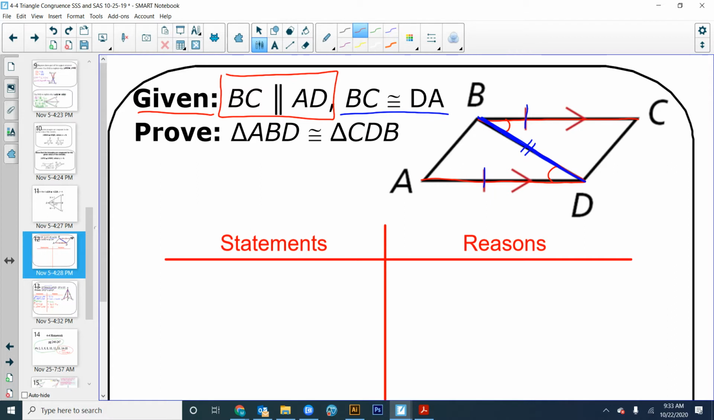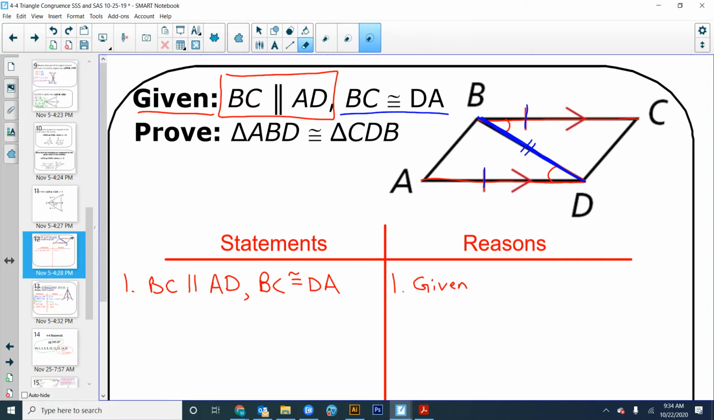So always start to make a plan from the picture and then start writing it down. So step 1, BC is parallel to AD. I'm going to go ahead and put the other given. BC is congruent to DA. Those are both given. Now, if I erase what's up here and I start to mark down what I know, the only thing I have marked right now that's congruent is those single tick mark sides, right?